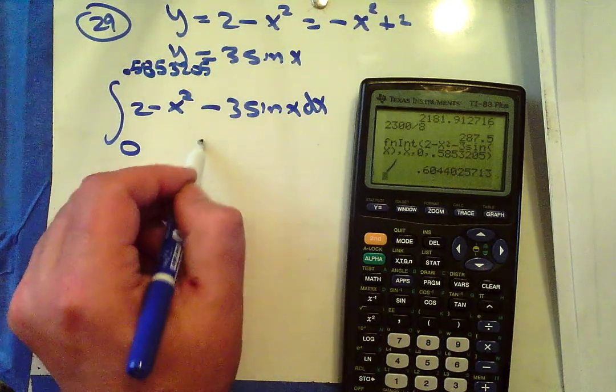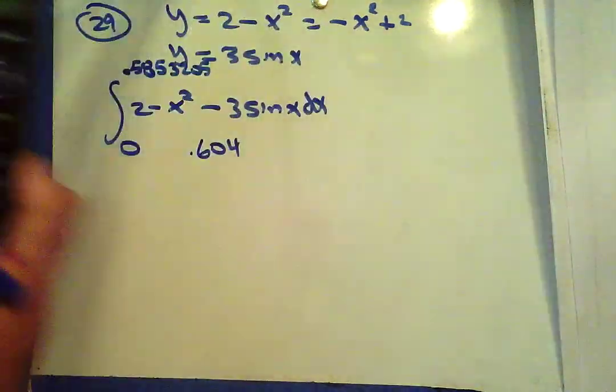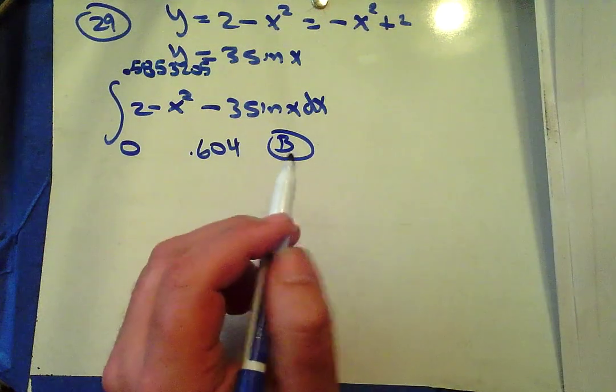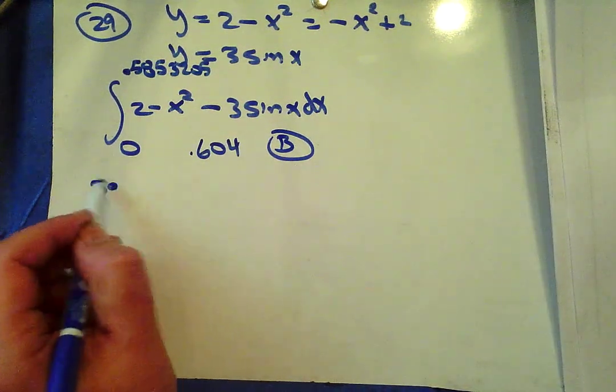And I end up with 0.604. 0.604 is choice B. Choice B for number 29. Let's take a look at number 30.